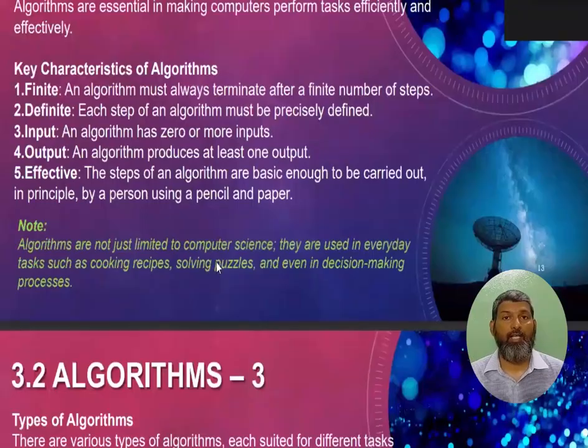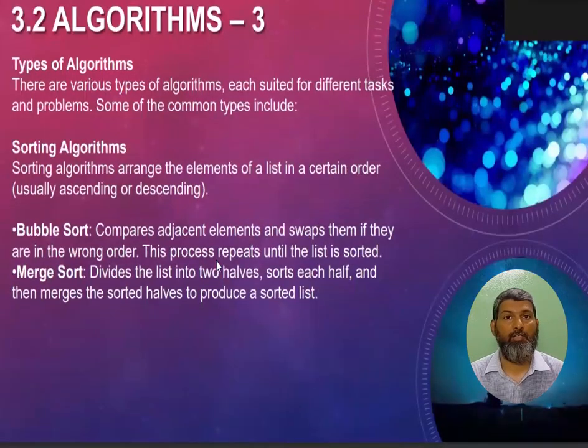Then moving on to the next part, algorithm part 3: how many types of algorithms? Basically, there are various types of algorithms suited for different tasks and problems. Some of the common types include sorting algorithms. When you write sorting algorithms, you are arranging things in alphabetical order, in ascending order, or sometimes in descending order, in reverse order or in forward order, whichever words you like.